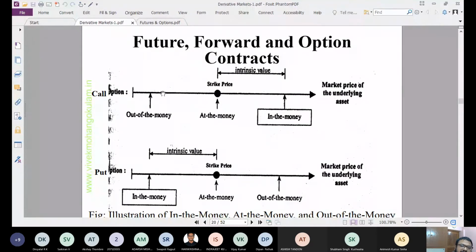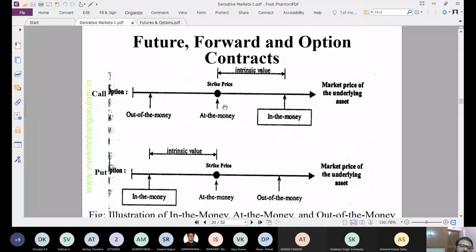If the option is exercised, it is out of the money. Now if the spot price is greater than the strike price, then this is the right to buy, right? So even if the spot price is higher than the strike price, he has the right to buy at the strike price. So beyond this point, it is in the money for the option holder.